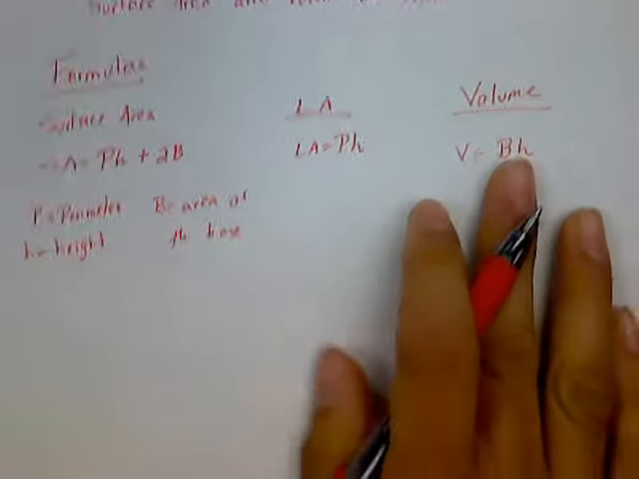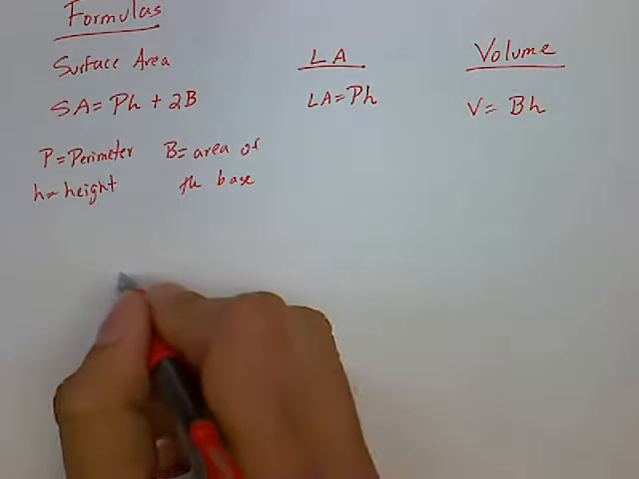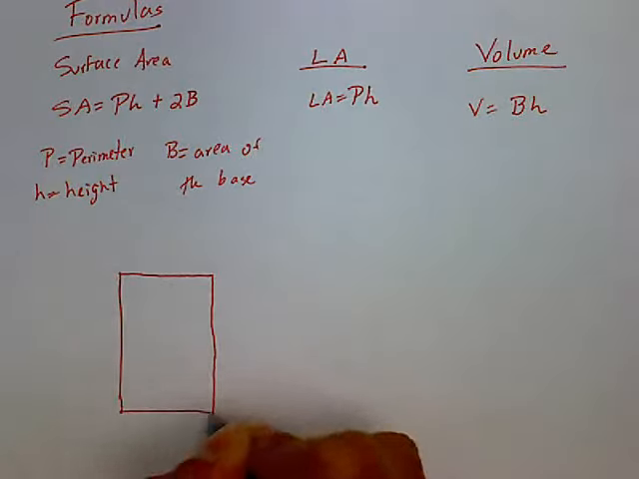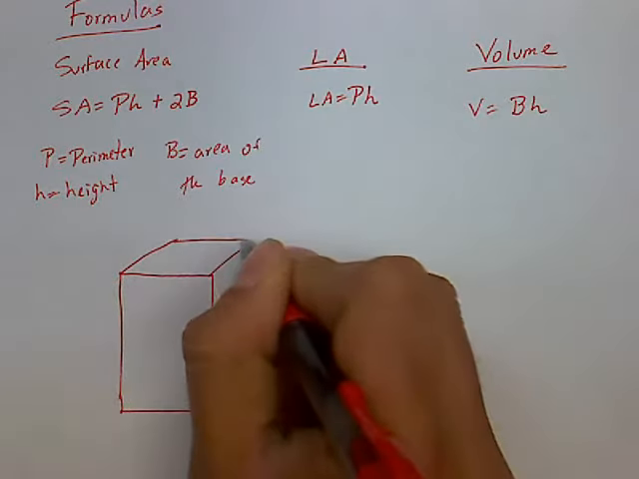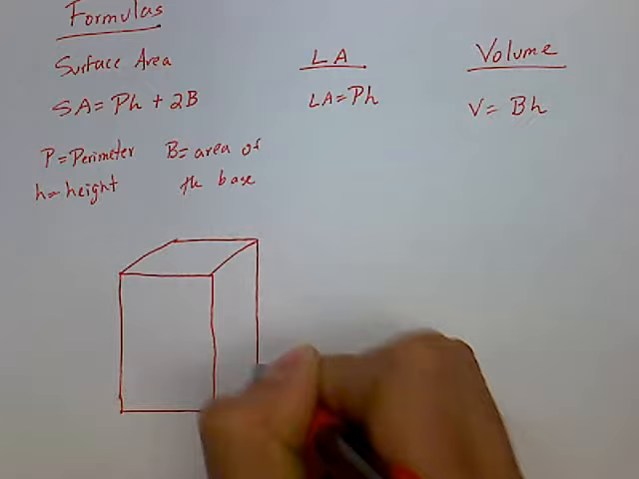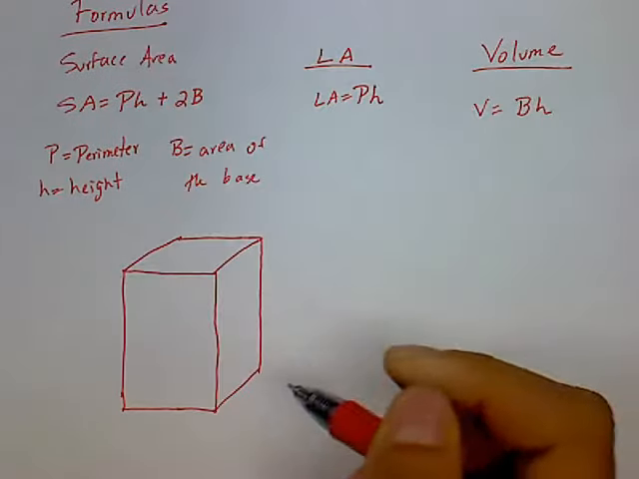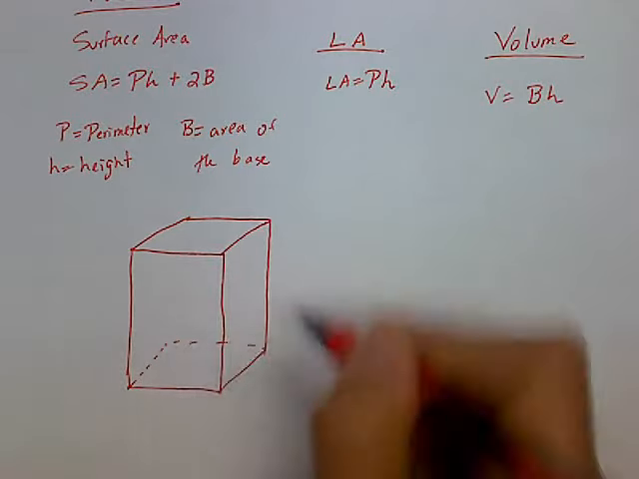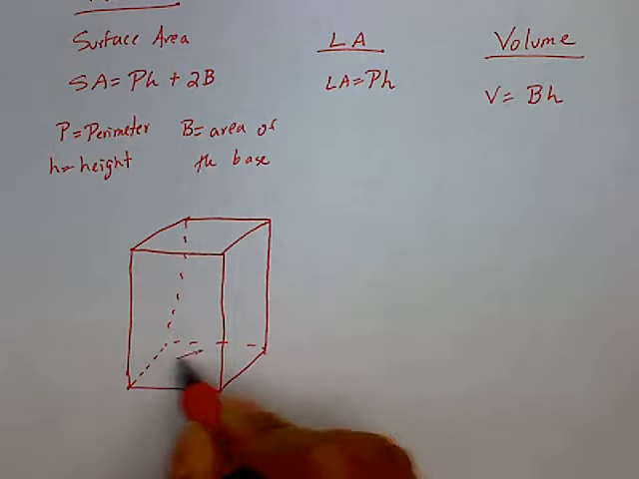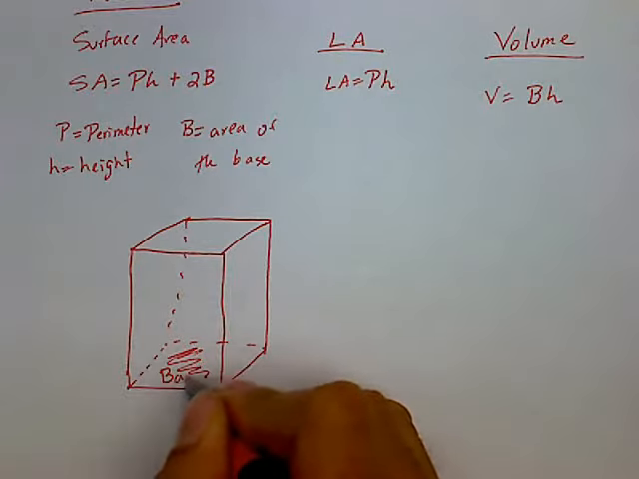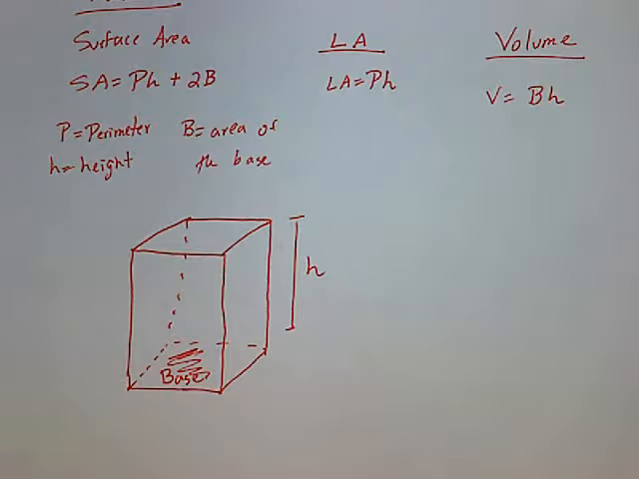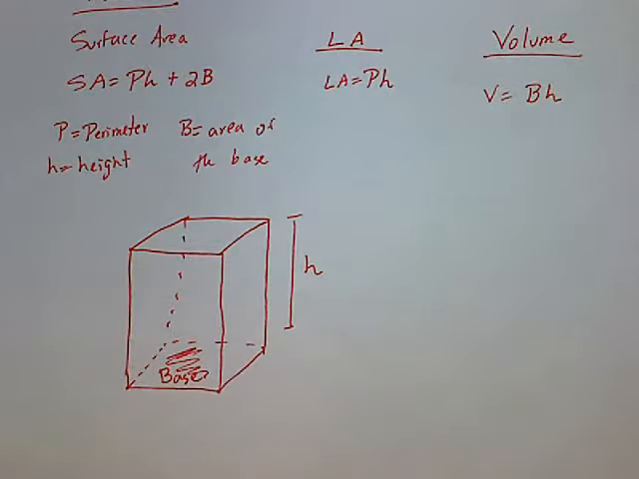So a rectangular prism looks like this, more or less. Now this right here, you can see through here. This is called the base. So this is your base. This right here is your height. And that's pretty much all we need to find everything. So let's use this as an example.